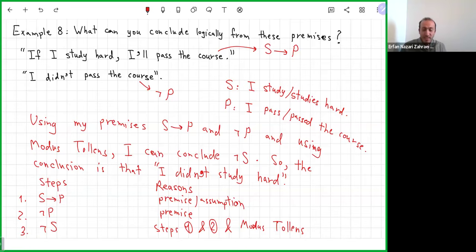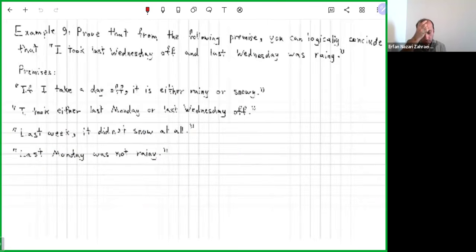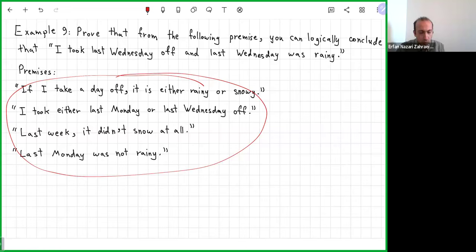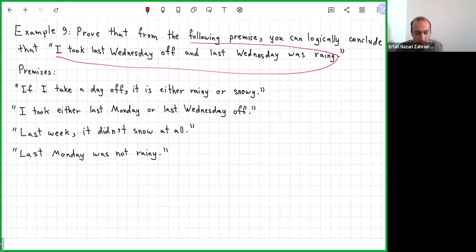Let's do a more serious example. This was very trivial. It was just using one rule. I want to do the same thing, but now it's more complicated. I have many premises and I should use many different rules to get what I want. Okay, so let's first again translate. These are my premises and I want to prove that this is a valid logical conclusion.